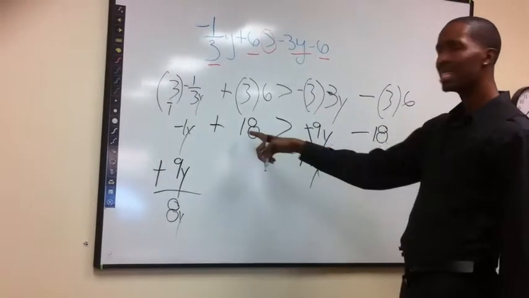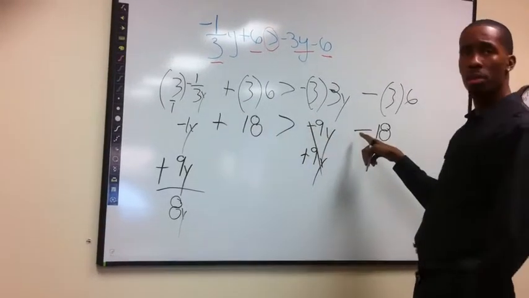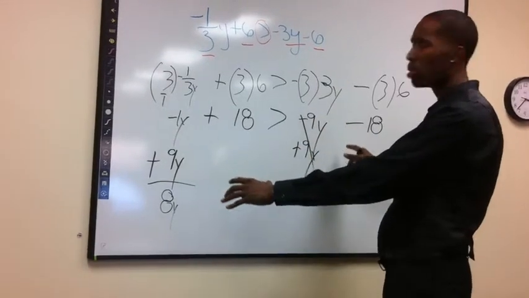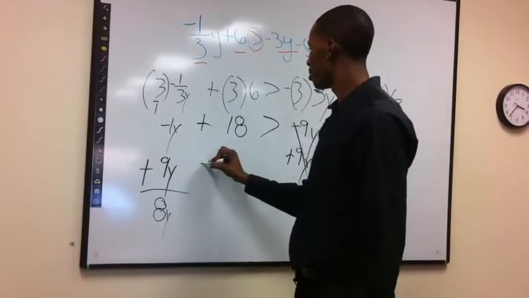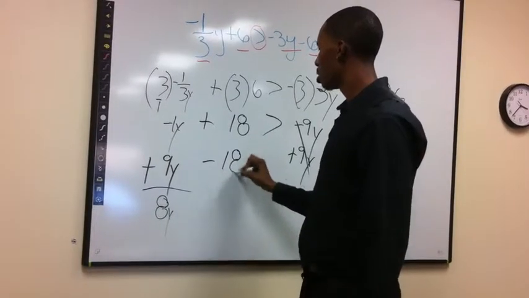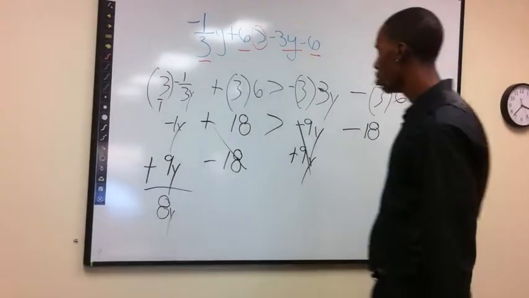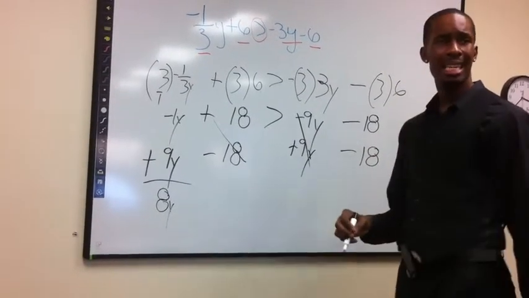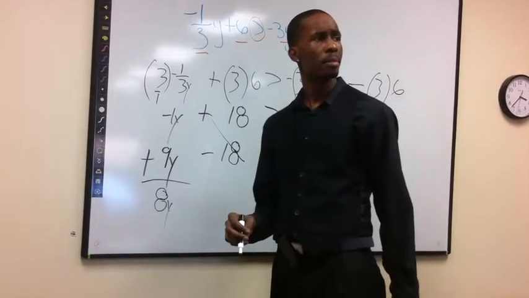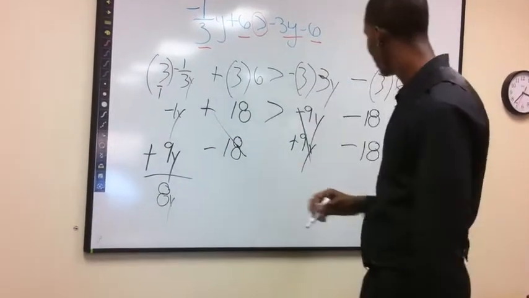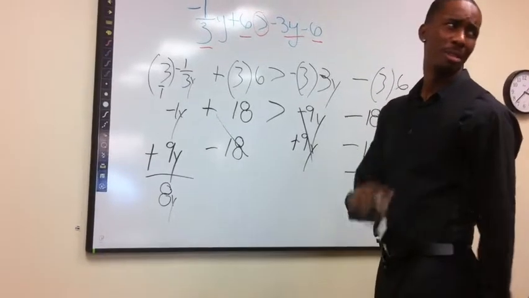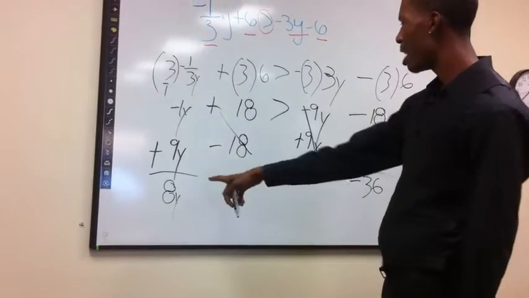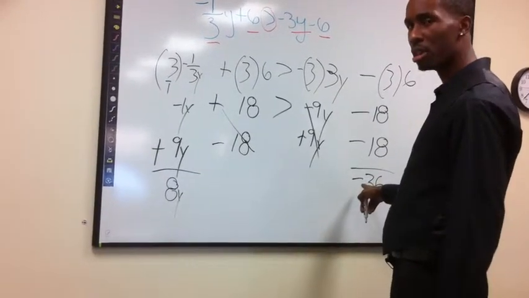Now, let's get this 18 over here with the negative 18, since we want our variables to stay on the left and our numbers without variables to stay on the right. So, I'm going to subtract 18 over here. Negative 18 and negative 18 is what? Negative 36. I knew you knew that one. So, now we have 8y equals negative 36.